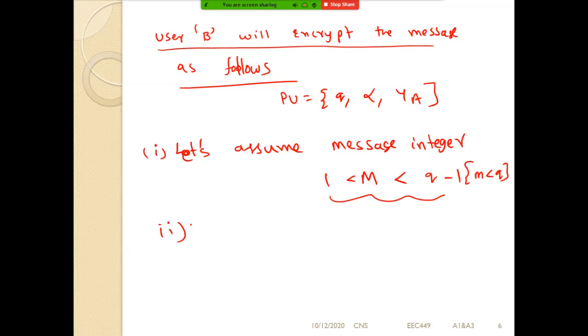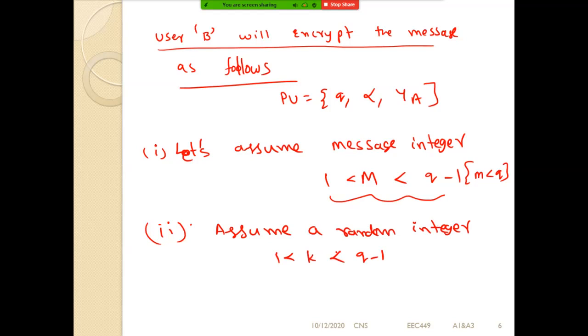So step 2 is, assume one more assumption, a random integer, any random integer small k, and this also must satisfy the same condition, 1 to Q minus 1. Okay, clear up to this? So this is a random integer small k. Any questions so far? All the points are clear?